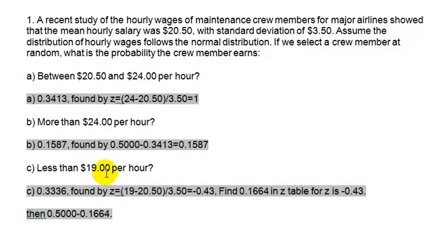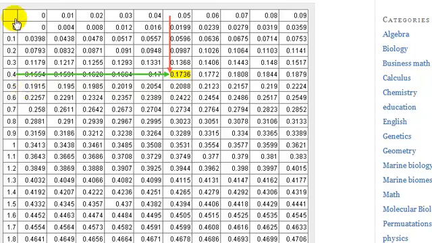Say, less than 19 per hour. So the z-value for 19 is negative 0.43. Because in the normal distribution the two halves are exactly the same, if you can find the area corresponding to z equal to 0.43, the two areas will be equal. So using the z-table, we try to find 0.43. We go to the first column, find 0.4, then move horizontally to 3, so it's 0.1664.